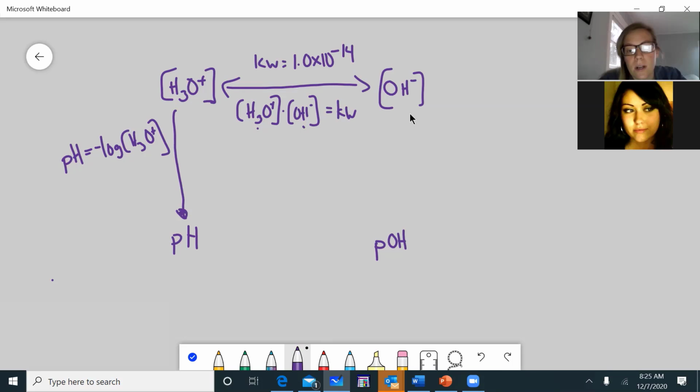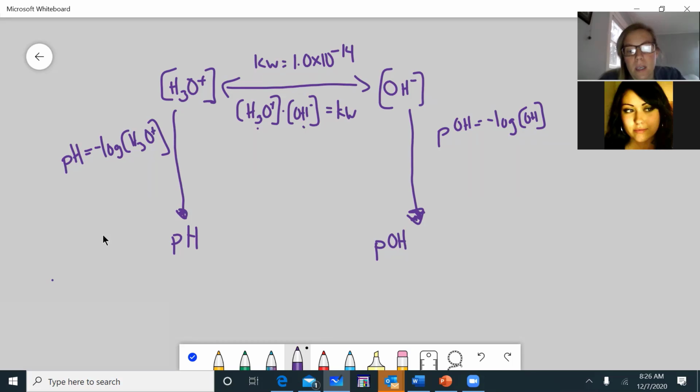Let's just do the same thing over here. This equation is very similar. If I happen to know my OH and I want to get my pOH, pOH is equal to the negative log, but of the OH concentration. Okay, so where pH talks about how much H3O plus you have, or how much acid you have, pOH talks about how much OH minus you have, or how much base you have.